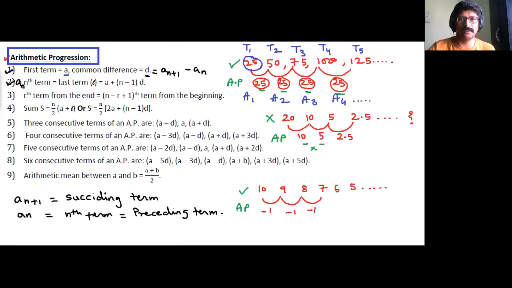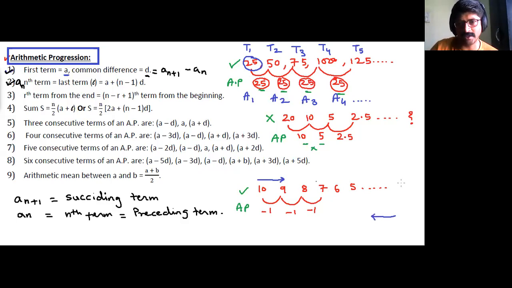Let's move ahead, guys, with this third formula: rth term from the end. Rth term from the end. Suppose this is the beginning. These formulas were all from the beginning, going in this direction. But if you are coming in this direction, let me explain. This was going from the beginning, and this would be coming from the backward. So that is the rth term from the end.